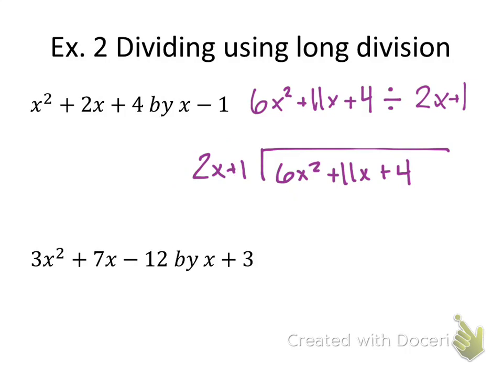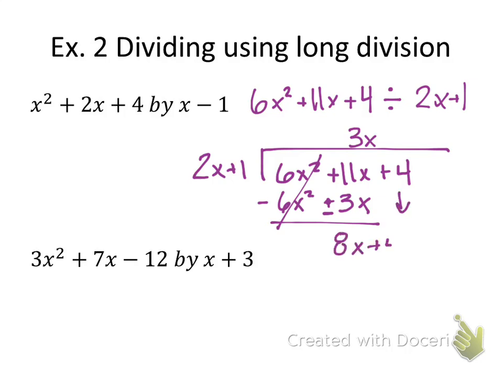Very good. Multiply by 3x. And Tiara, where does that 3x have to go over top of? Very good. So I multiply 3x by everything. 3x times 2x is 6x squared. 3x times 1 is 3x. Now, what am I going to have to do to my sign, Ciara? Change it. This one needs to be a negative, and this one needs to be a negative. First terms cancel out. 11x minus 3x is 8x. Bring down my plus 4.